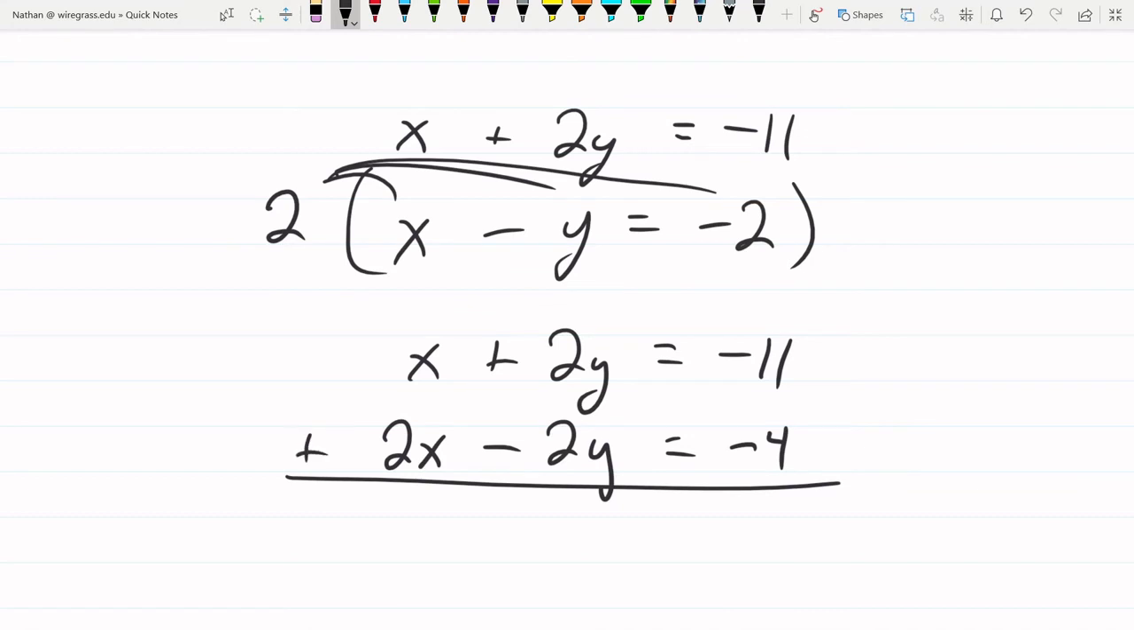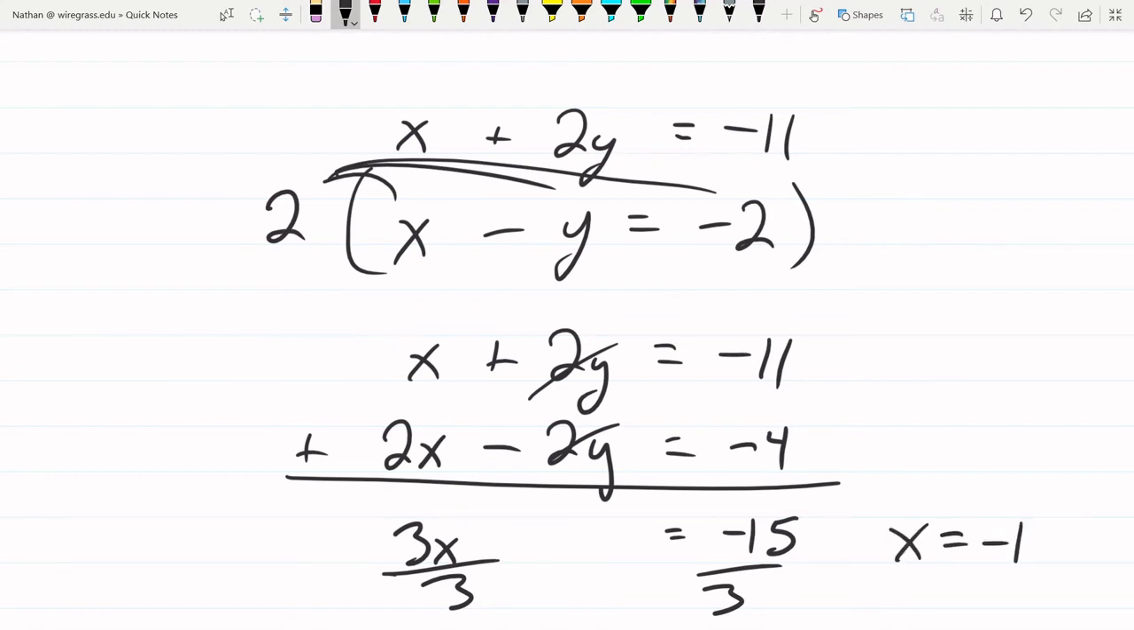And add these going straight down, we get 3x. Y's cancel. -11 minus 4 is -15. We can just divide by 3. And that gives us x equal to -5, I think. Yep.